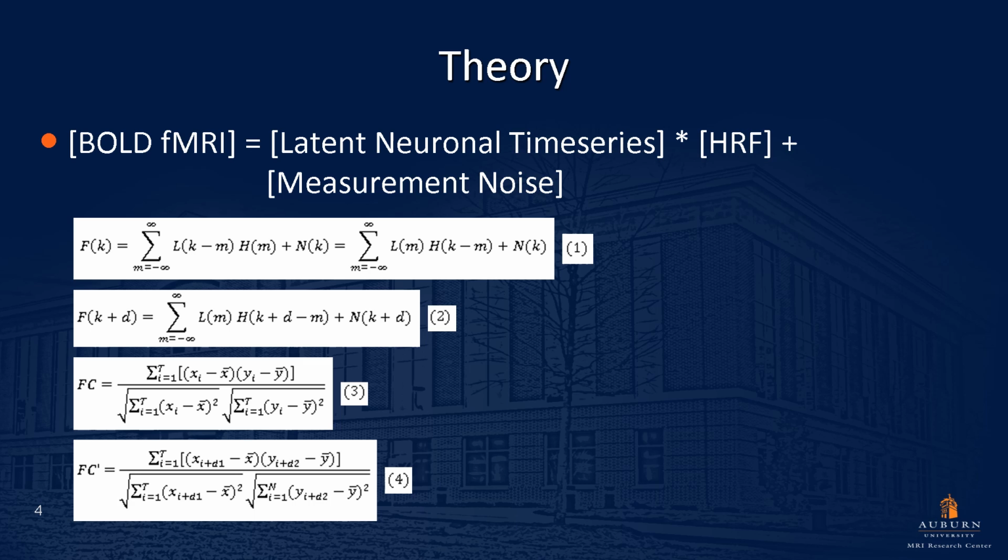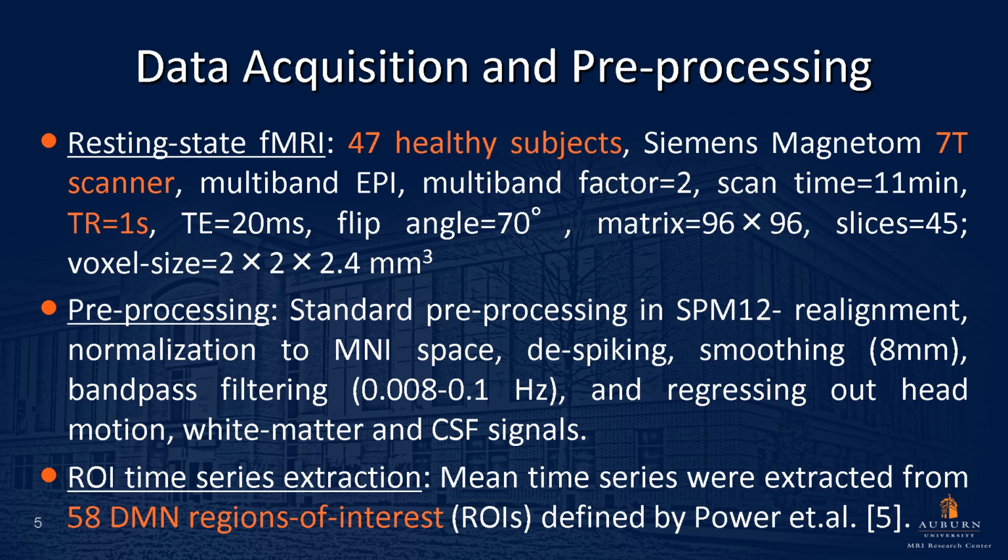As I said before, the BOLD fMRI signal can be construed as a convolution of the HRF with some kind of unmeasured latent neural time series plus some measurement noise, and this can be represented in the discrete frequency domain. I'm not going to go through that in its entirety, but as you can see, if there is some kind of delay in the HRF, and if these delays are different for these two different voxel time series, then the functional connectivity that you estimate in the BOLD space is different from the functional connectivity that you would get in the latent neural space, theoretically speaking. So let's see how we went about testing this hypothesis.